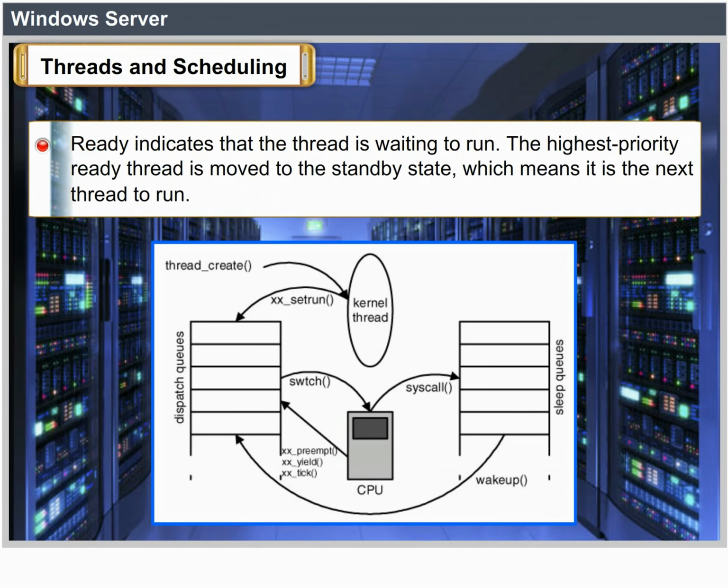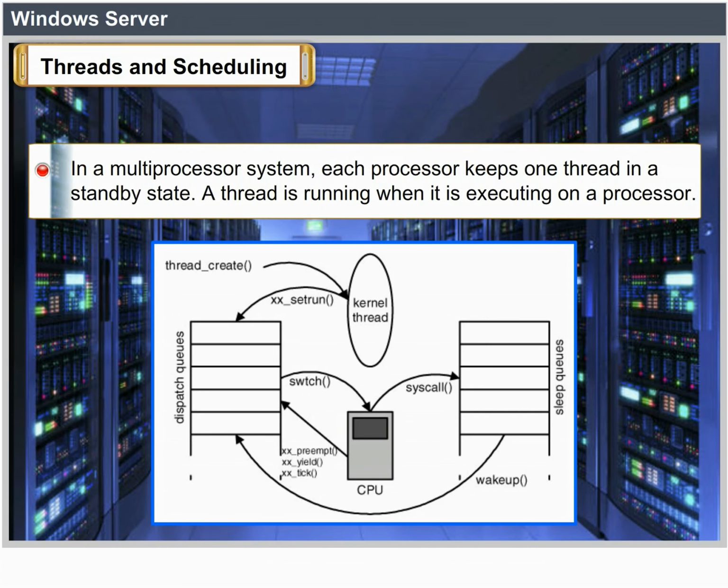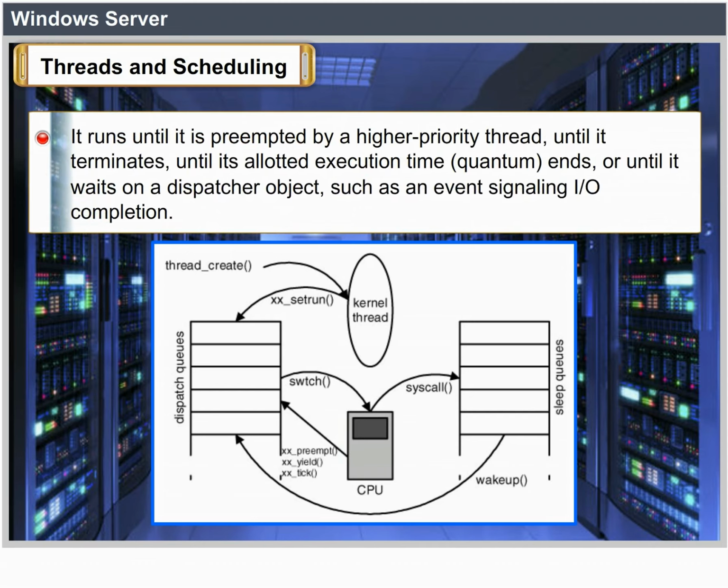Ready indicates that the thread is waiting to run. The highest priority ready thread is moved to the standby state, which means it is the next thread to run. In a multiprocessor system, each processor keeps one thread in a standby state. A thread is running when it is executing on a processor. It runs until it is preempted by a higher priority thread, until it terminates, until its allotted execution time quantum ends, or until it waits on a dispatcher object such as an event signaling I/O completion.